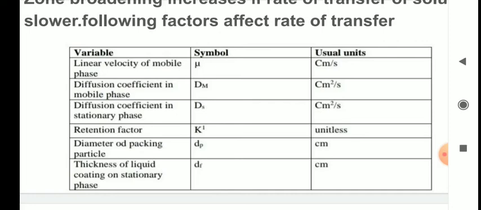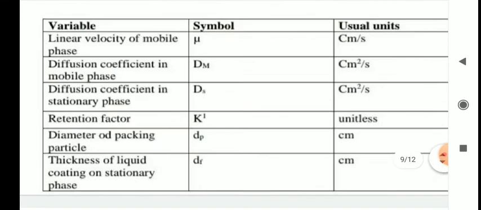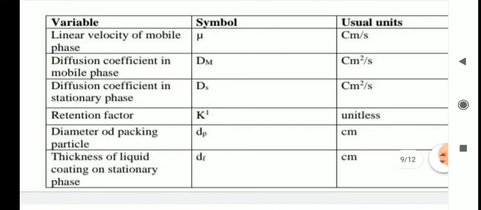Another factor which affects the rate of transfer of the solutes is the diameter of the packing particle. The stationary phase in the column is supported on a stationary support. This stationary support is made up of particles, and this is called the packing particle. On the particle, the stationary phase is there. So the diameter of the packing particle of the stationary phase is given by small dp, where dp is the diameter of the packing material.